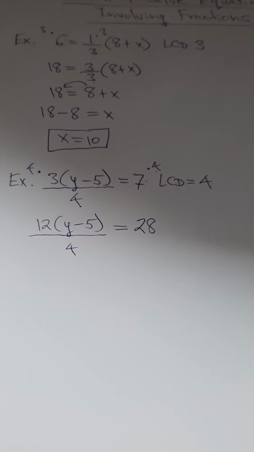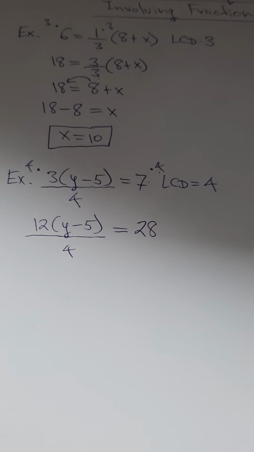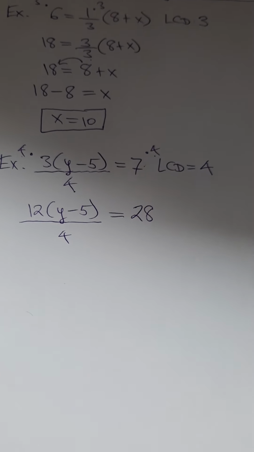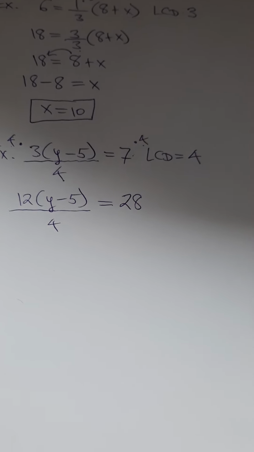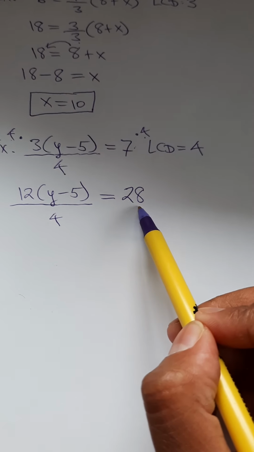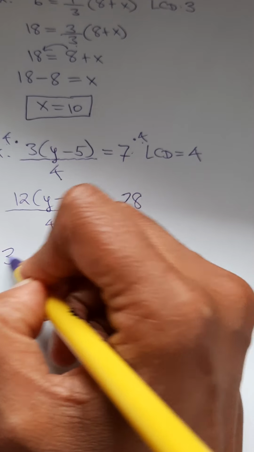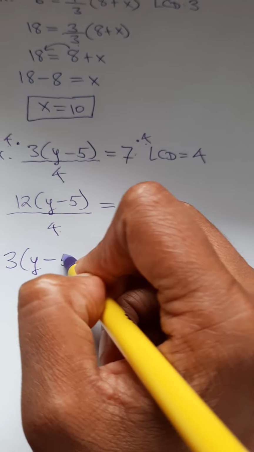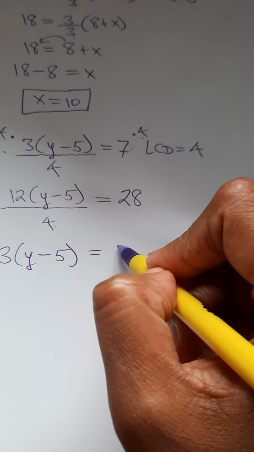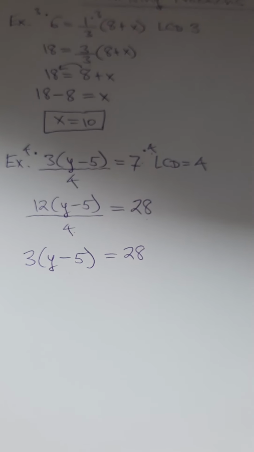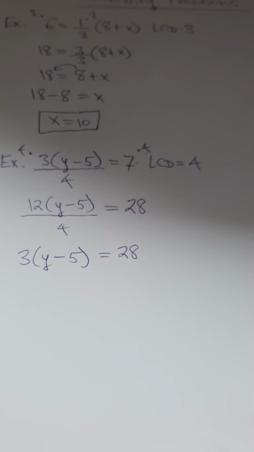Okay, so now you're probably wondering why is it still a fraction here? Okay, there are different ways of solving these equations. Okay, this is the most simple form. I don't want to take the 4 to the other side. I'm just going to do 12 divided by 4, which is equal to 3. So 3, and inside the brackets, I'm still left with y minus 5 equals 28. Okay, everyone's good so far?